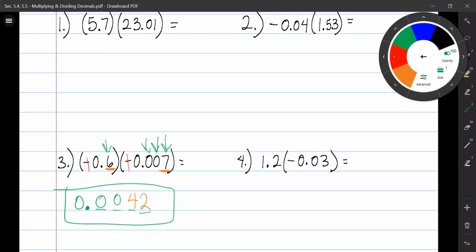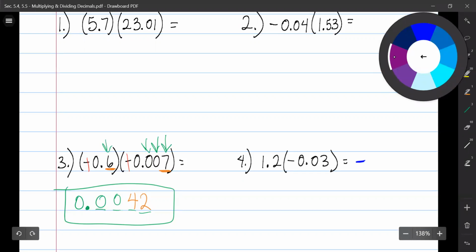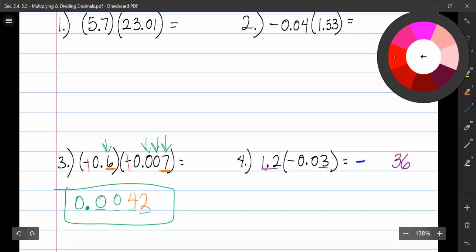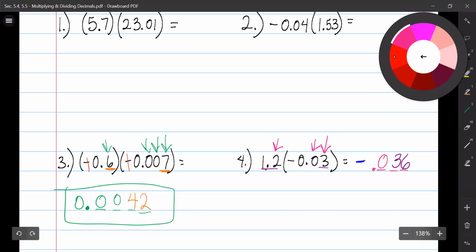Okay, and let's see, number 4. I know that answer is going to be negative because it's a positive times a negative. And I know that 12 times 3 equals 36. And then I would count 1, 2, 3. So 1, 2, 3. So my final answer would be negative 0.036.